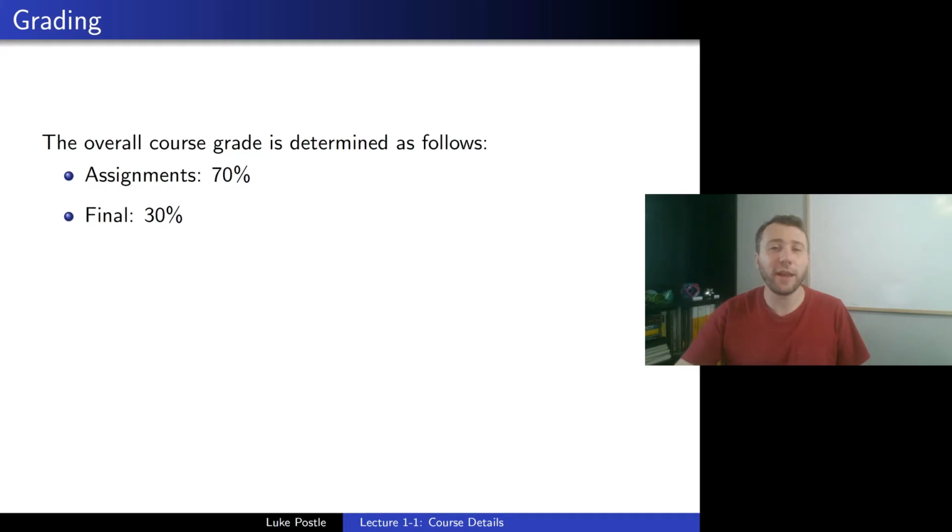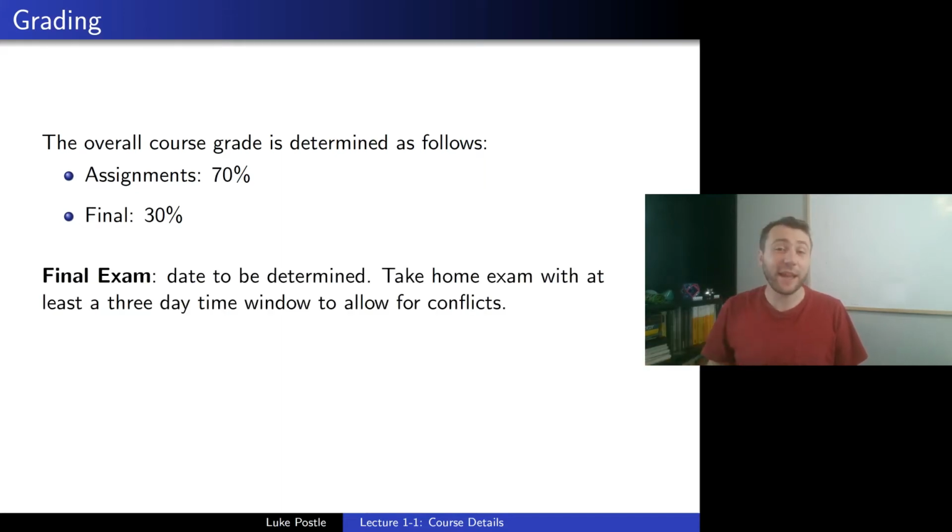The overall grade is determined as follows. The assignments will be worth 70% of the overall grade, and the final will be worth 30%. The final exam date is to be determined. It will be a take-home exam of some form, essentially like a double assignment, a longer assignment, with at least a 3-day time window to allow for conflicts, but possibly longer. That's all to be settled by the middle of the term when we normally determine the final exams.